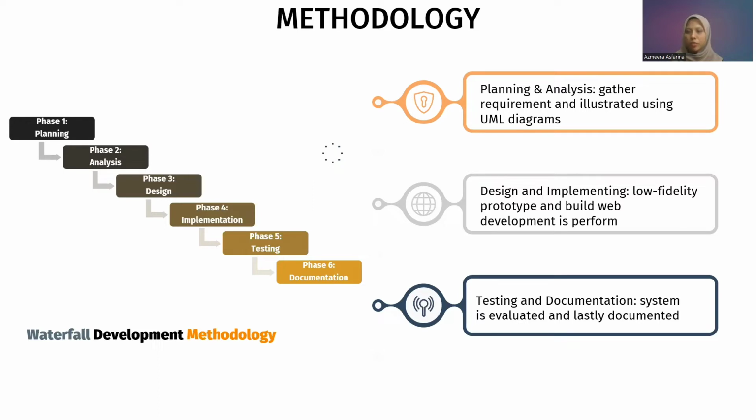Next, the third and fourth phases are design and implementation, which is designing the low fidelity prototype and building the web application using suitable programming languages, which are PHP, CSS, JavaScript, and HTML. Lastly, the fifth and sixth phases are testing and documentation, in which the system is evaluated using the usability test, and lastly, it will be documented in the report.